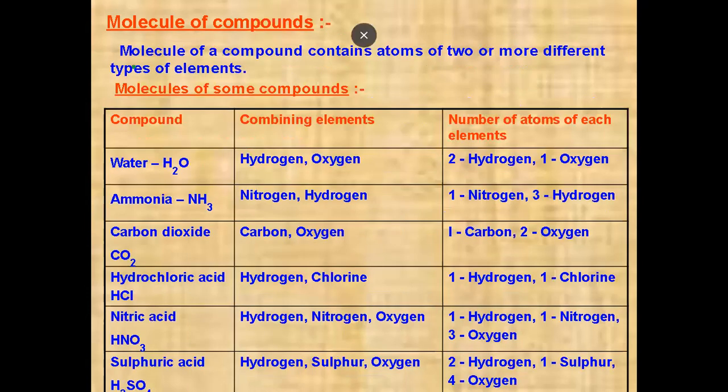Molecule of compounds. A molecule of a compound contains atoms of two or more different types of elements. Like the compound water, what does this combine with? Hydrogen and oxygen. How many hydrogens are there? Two. And how many oxygens are there? One. So this is only our molecule of compound.